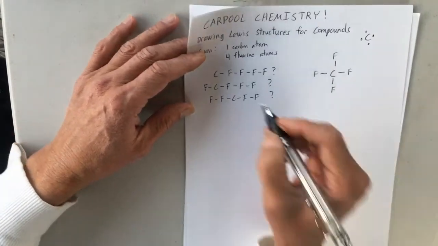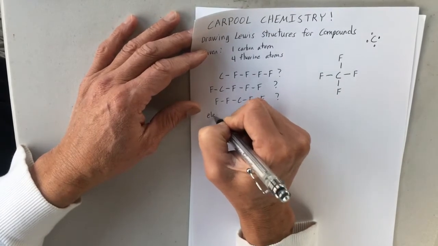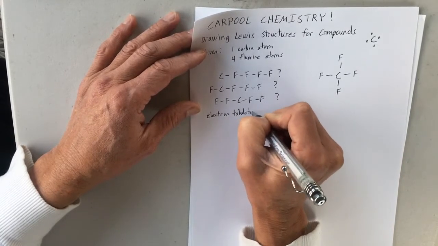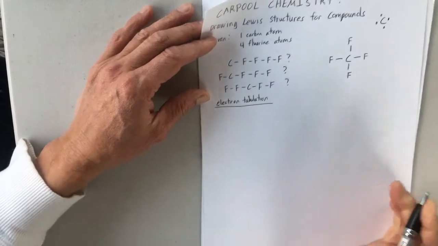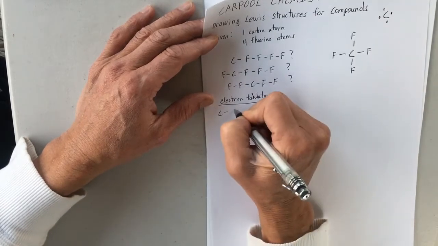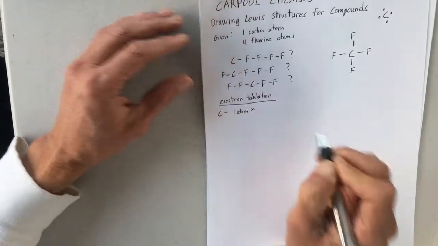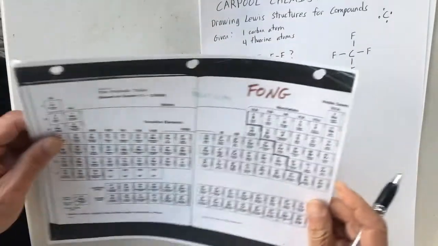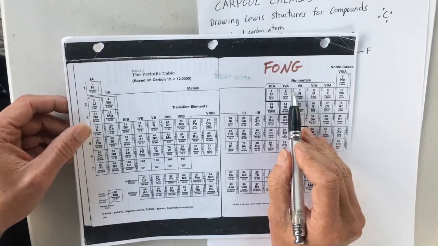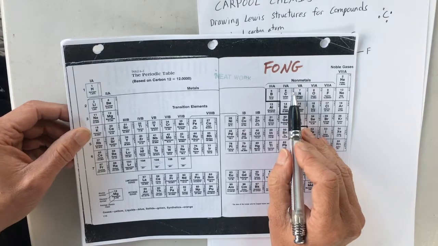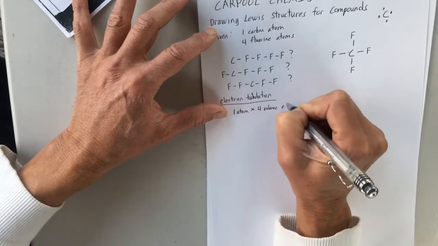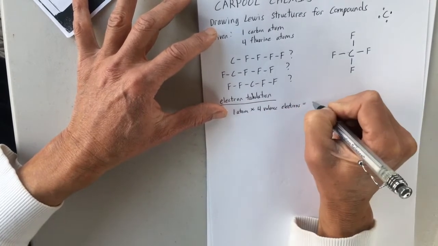In order to determine that, we need to write down what we call an electron tabulation. It's like accounting for electrons. So let's take a look at carbon. There's 1 atom of carbon. How many outside valence electrons does this carbon atom contribute to this structure? From our periodic table with the boxes on the side showing the outer electrons, we see carbon contributes 4 valence electrons, which is equal to 4.